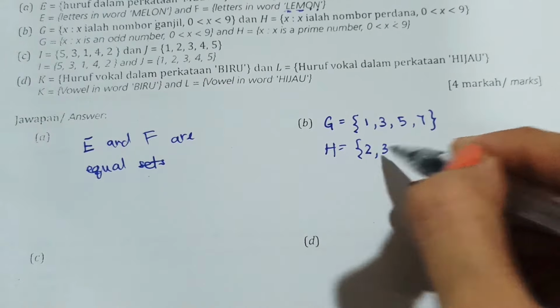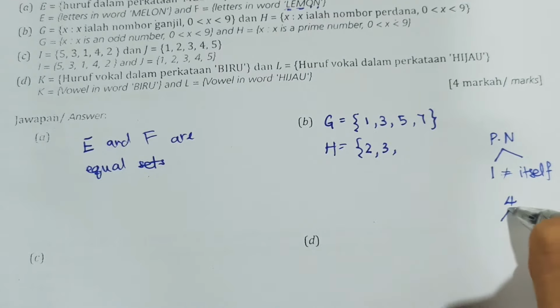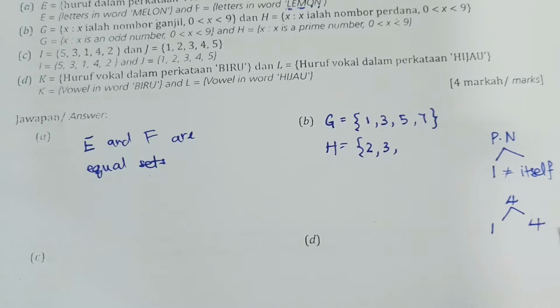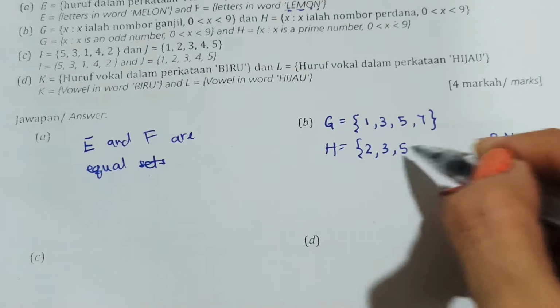Followed by 3, followed by, is 4 a prime number? 4 can be divided by 1, 4 can be divided by 4, but 4 can also be divided by 2. So any number that has more than 2 divisors is not a prime number. So 4 is not. Followed by 5, yes.